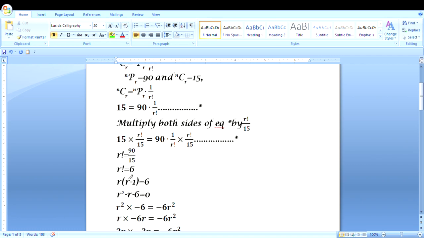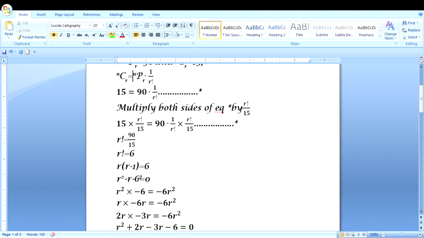Now, we can easily guess our answer here, but we need to simplify further. r factorial can also be written as r times (r minus 1). Because we want to simplify, we stop there. So it becomes r squared minus r minus 6 equals 0. And here you can see this is a quadratic equation.